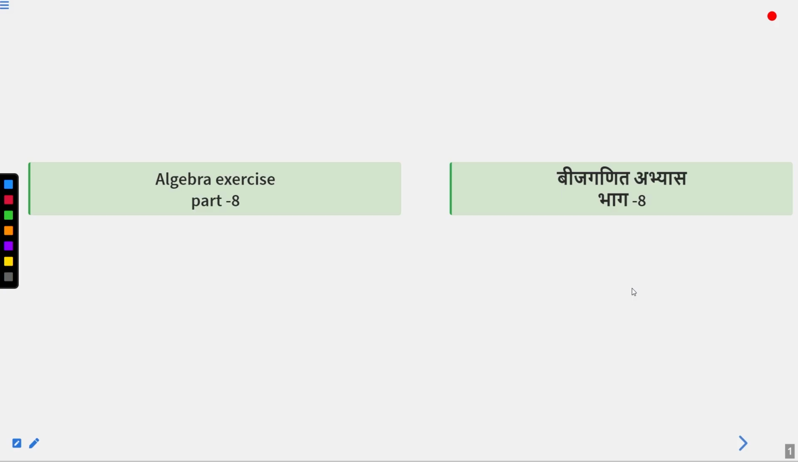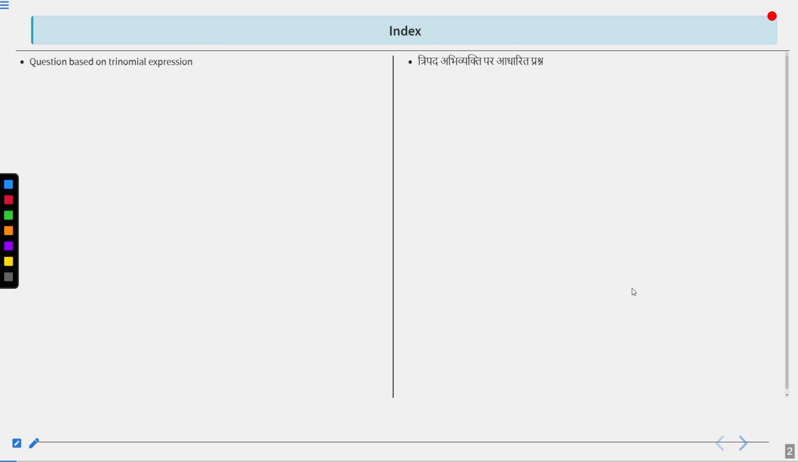Hello everyone, we are going to start algebra exercise part 8. In this exercise, we are going to do questions based on trinomial expression and questions based on finding out the value of an expression on the basis of the given expression.